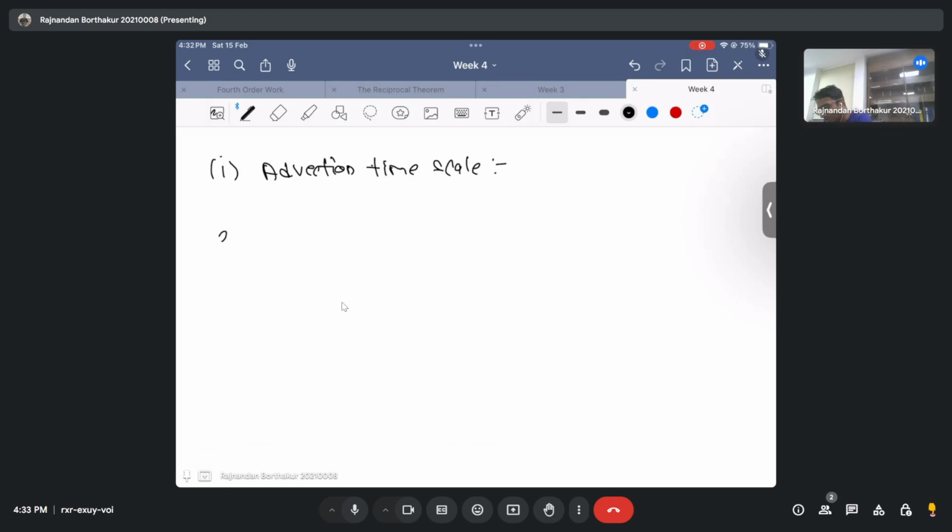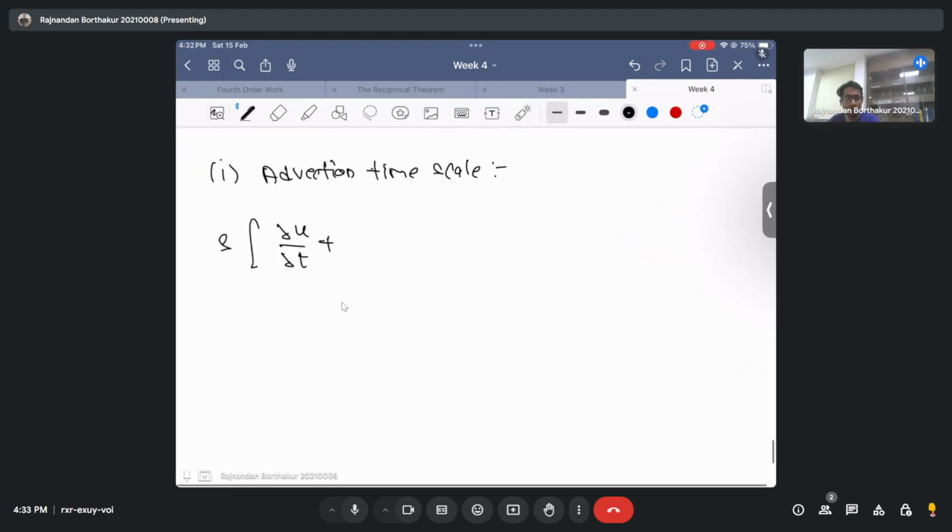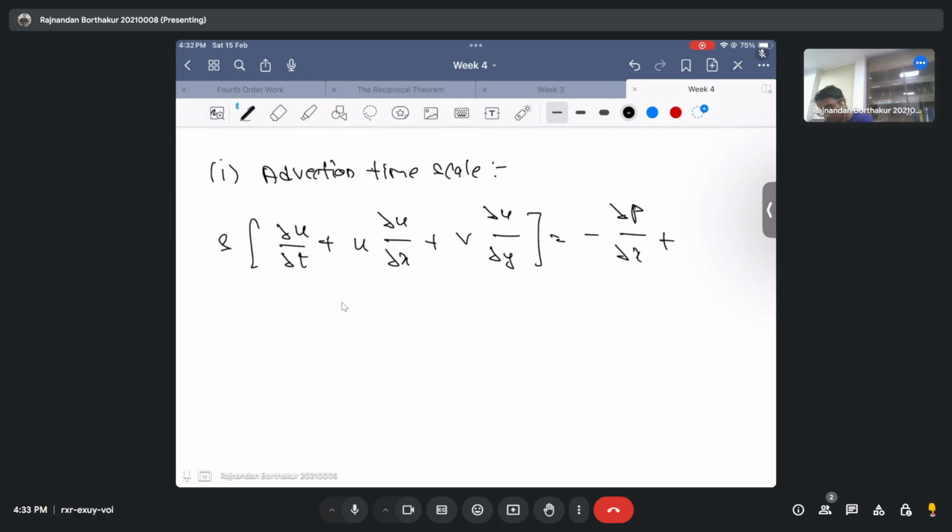So the Navier-Stokes equation for this problem is del u del t equals, and I'm writing the full equation just for you to understand, u times del u del x plus v times del u del y, minus del p del x, plus mu times del square u by del x square plus del square u by del y square. Of course, if we invoke certain assumptions, certain terms will go, but let's say I'm writing the complete Navier-Stokes equation, at least in the x direction in 2D.